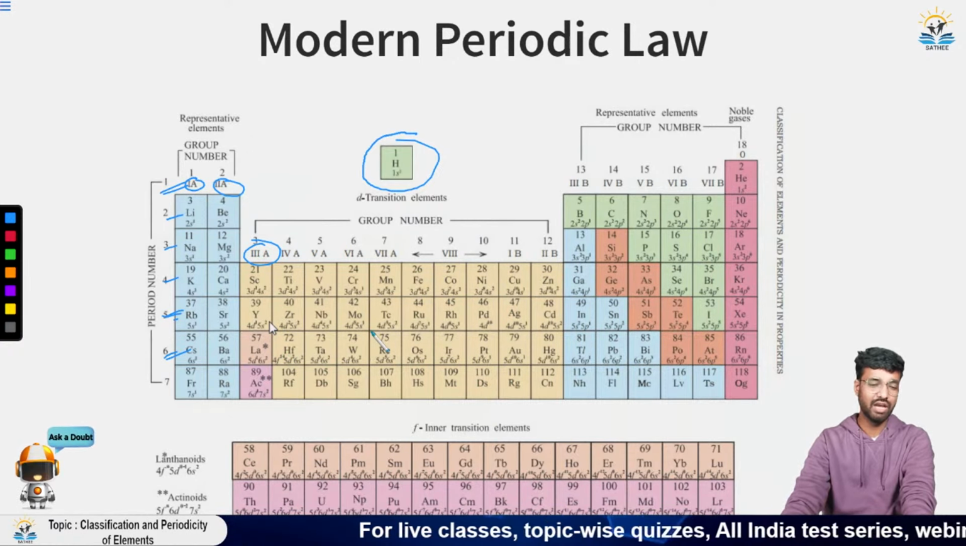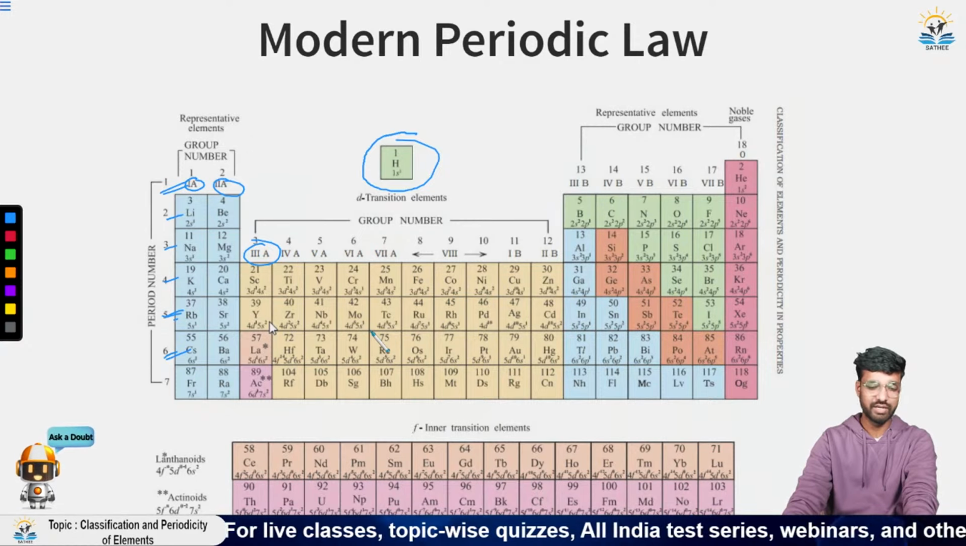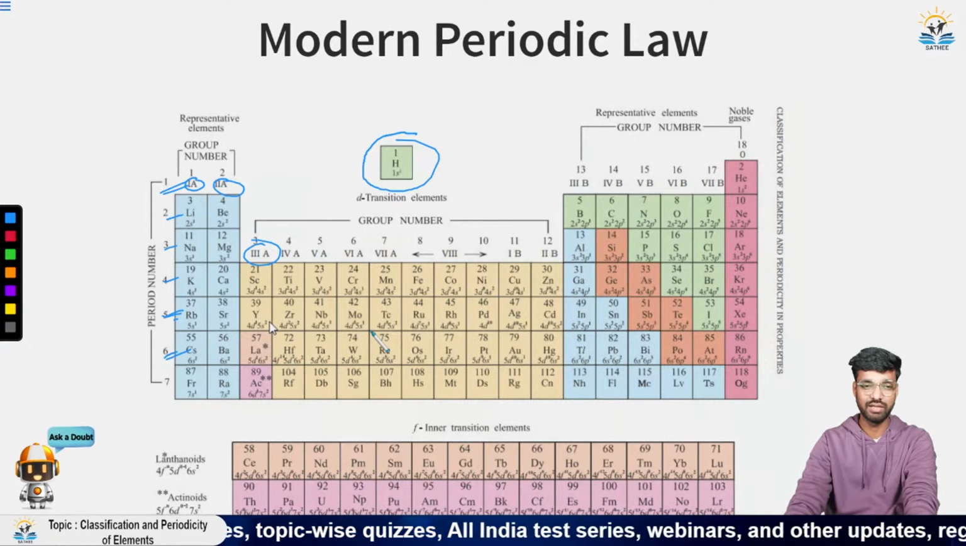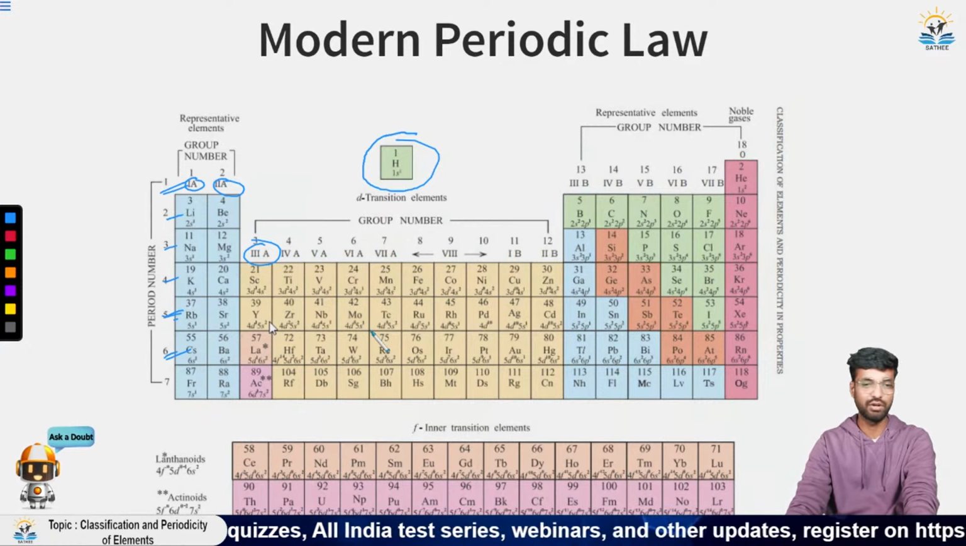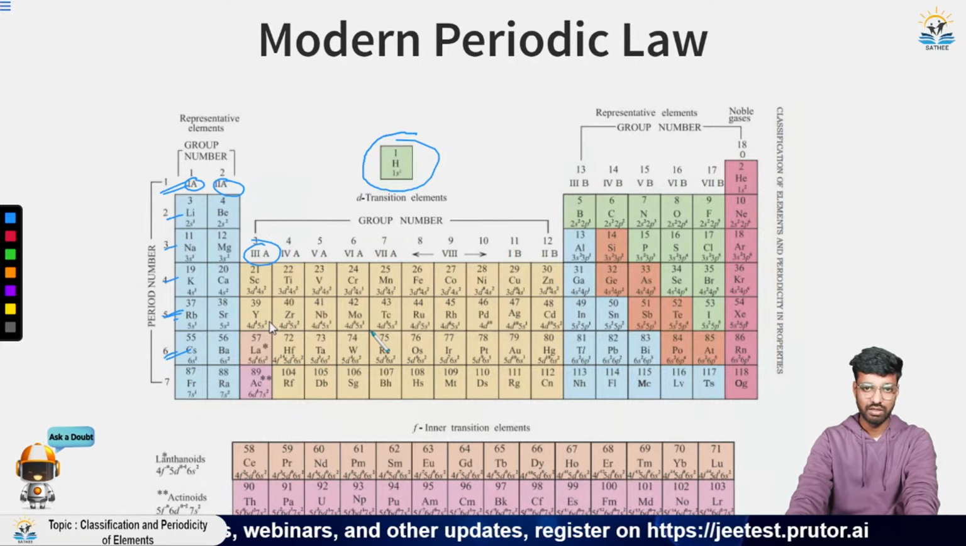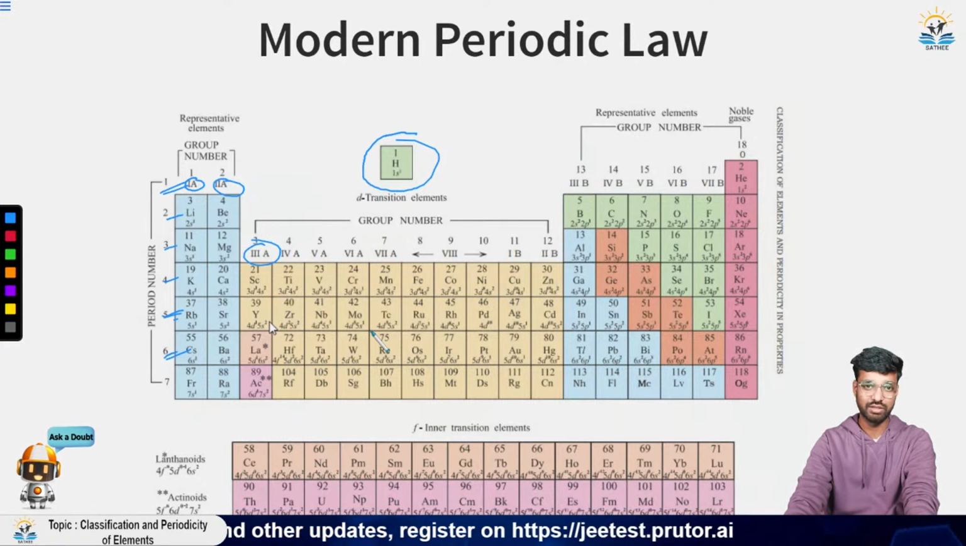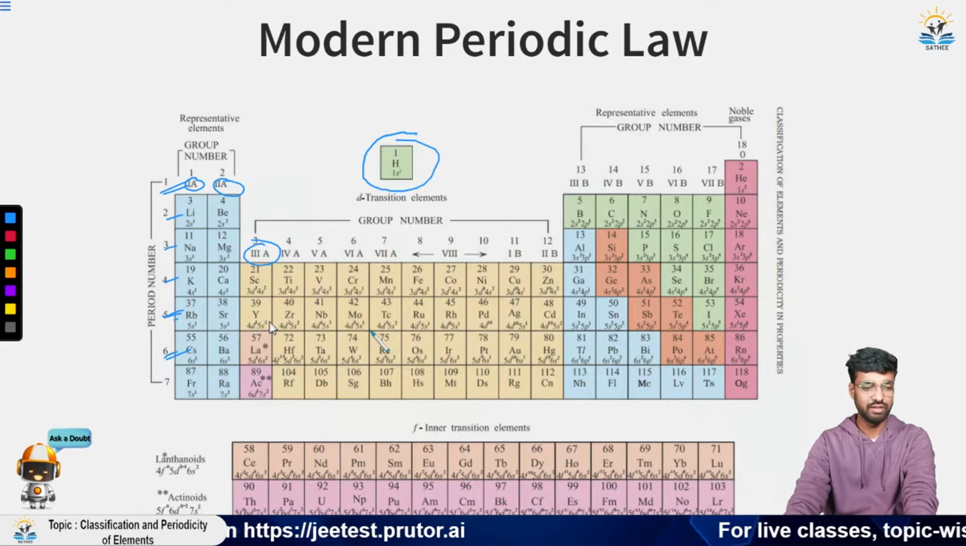Now we will see how these are divided into S, P, D and F. So you must have heard this thing that S block elements and P block elements are together named as the main group. Then we have the D and F, which are called the transition and inner transition elements respectively. So we will see all this.